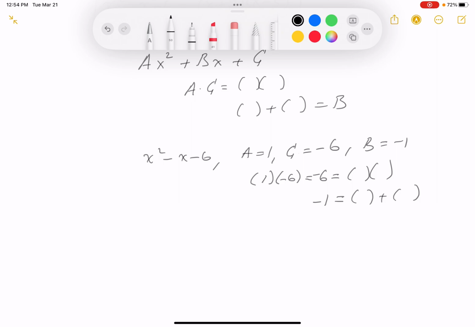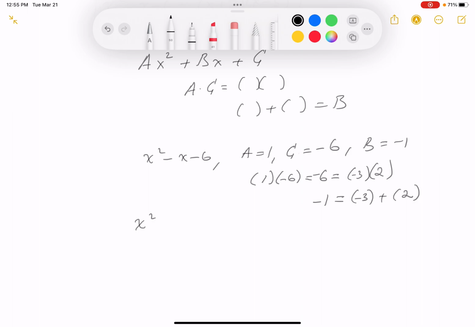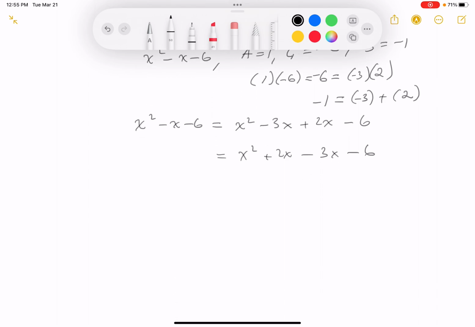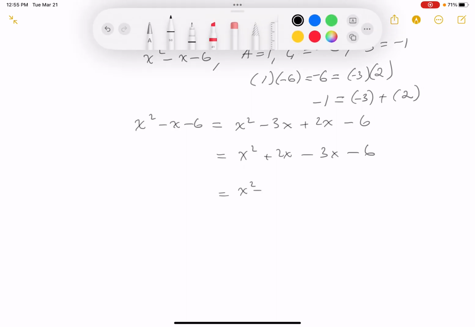Well, it's not so bad. It looks like minus 3 and 2. Let me rewrite this as x squared minus x minus 6. I can rewrite that as x squared minus 3x plus 2x minus 6. Same meaning, by the way. Or you could write it as x squared plus 2x minus 3x minus 6. All right? So let me look at each one separately. And let me look at this first one over here, the x squared minus 3x plus 2x minus 6.